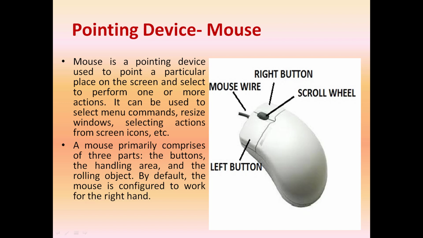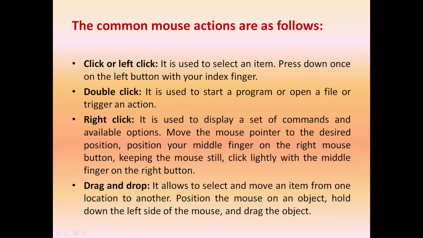Mouse is a pointing device used to point to a particular place on the screen and select to perform one or more actions. As you can see in the picture, a mouse generally has three buttons: left button, right button and scroll button. The common mouse actions are: first one is click, or we can say left click. We press the left button with our index finger.